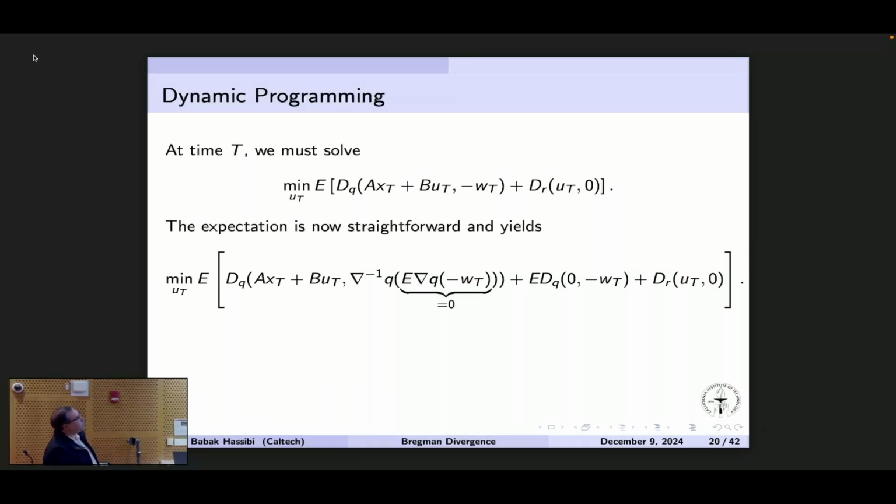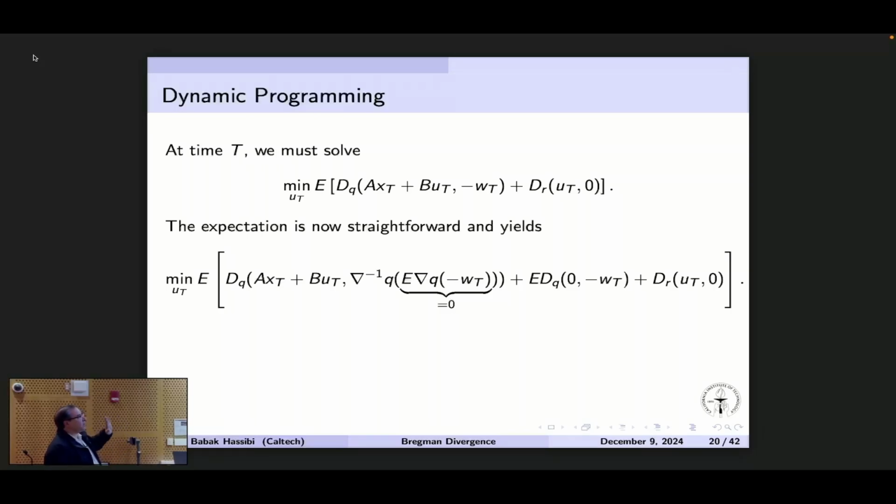But the point is, if I now do the dynamic programming, if I look at time capital T, I need to do the expectation. So I'll just use the formula. So this was deterministic. The only thing I have to do is here I have to write the expected value of the potential of Q at minus WT and then invert it. Now the point is, if W is Gaussian, or if it has any even PDF, Q is even, the gradient is odd, so the expectation of any odd function against an even PDF is 0. So this is 0.